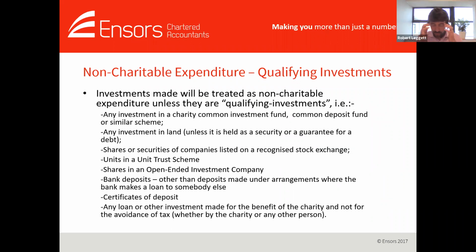As I said before, we do have to be quite careful with investments because ultimately a lot of charities have cash, they need to invest it for the future. And if they were to put it into a non-qualifying investment, if you put £1 million into the wrong type of investment, that's non-charitable expenditure, £1 million of your income could become liable to tax. And there's a list there. There's a lot of things on there, but it does preclude trustees from making some more unusual types of investment.